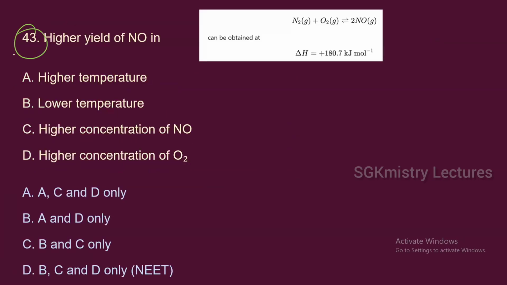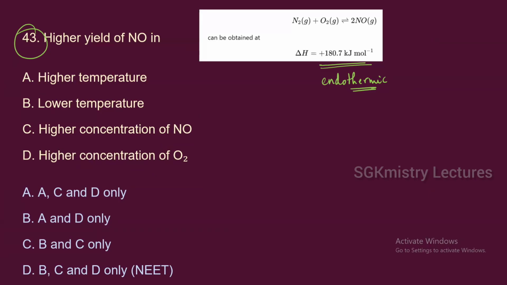Next, question number 43, higher yield of NO. They have given a particular equation. So you have to see N2 plus O2 gives 2NO. They have given the conditions where delta H is plus 180.7 kilojoules per mole. That means the reaction is endothermic. Heat is absorbed during the reaction. If it was minus, then we could say it is exothermic, but here it is endothermic in nature.